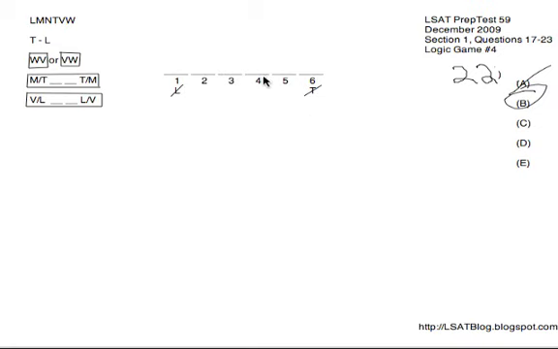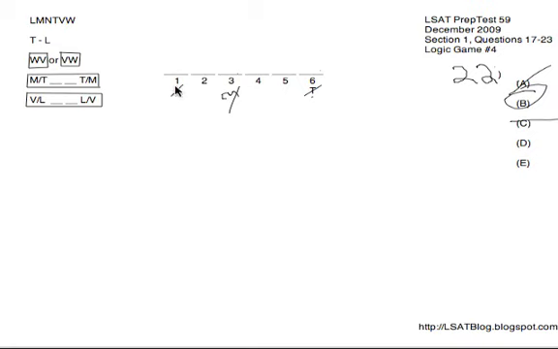C says M on 3. M on 3 would require two spaces between M and T, therefore T goes on 6, but T cannot go on 6 due to the fact that it has to go before L. Therefore, M cannot go on 3. We can also actually add that to the diagram if we like. So C is gone.